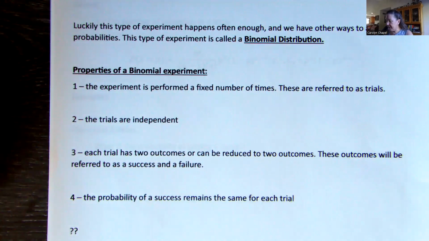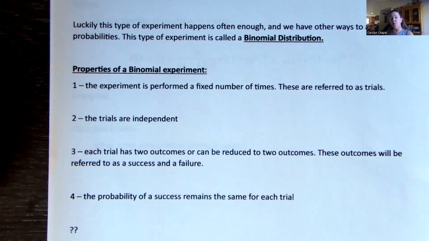And the fourth one is that the probability of a success remains the same for each trial. So in other words, when I flip that coin the 15th time, getting a head is the same probability as when I did it the 30th time. That probability does not change from time to time.